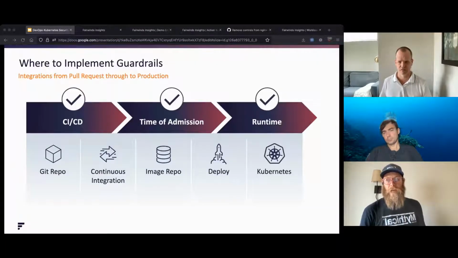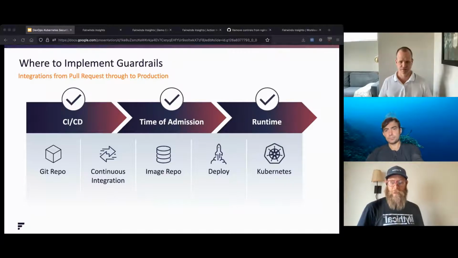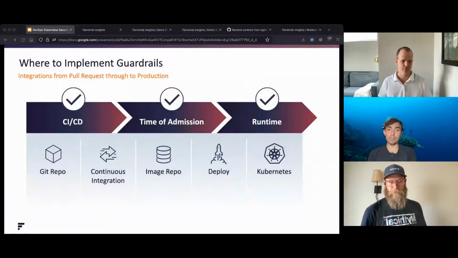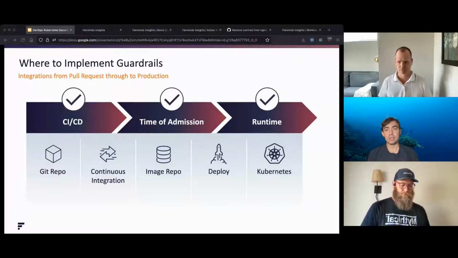So first, let's talk about where you need to implement guardrails, and then we'll get into the how. And Robert, you want to talk us through this graphic here, why we need guardrails both in CI/CD and at the time of admission and in runtime, and how that works? Yeah, so it's really a three-step process for making changes to your cluster if you're doing things the right DevOps way. At the first step, somebody should be making a change inside of an infrastructure as code repo. So maybe they're in GitHub, they modify a file that says, I want this container to run as root instead of running as a particular user. They would open up a pull request to merge that change into the main branch.